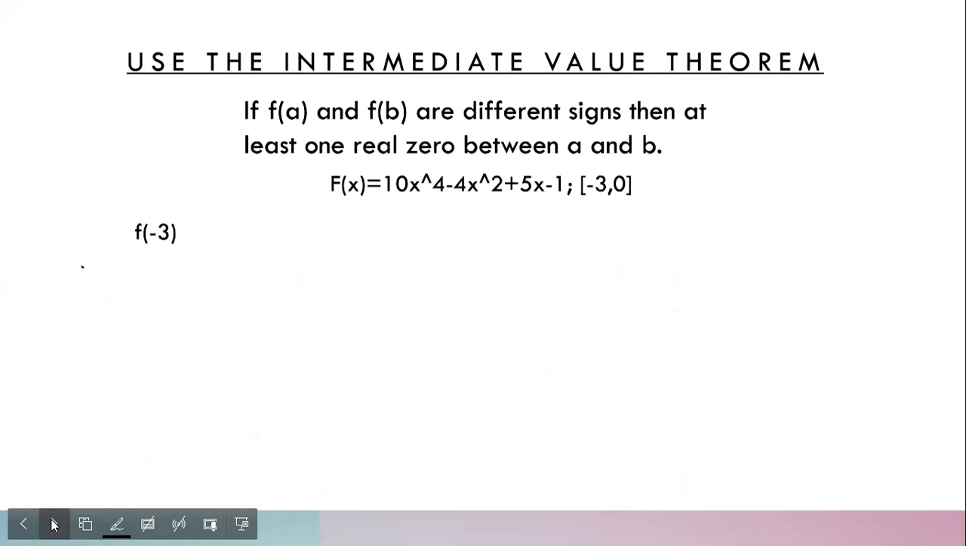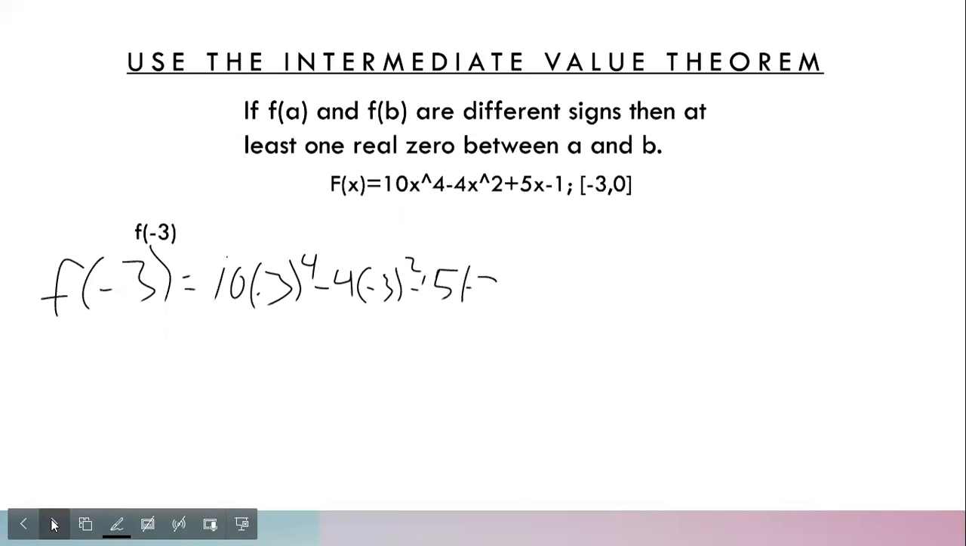First we find f of -3. So we plug in -3 to all these x's. So then we get 10 times -3 to the 4th minus 4 times -3 squared plus 5 times -3 minus 1. And when all that is computed, we get f of -3 equals 758.